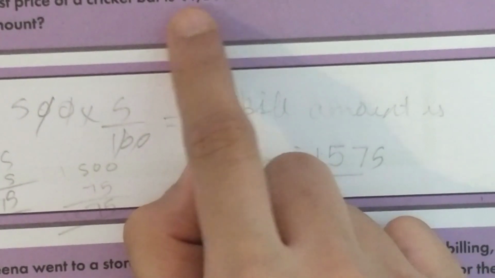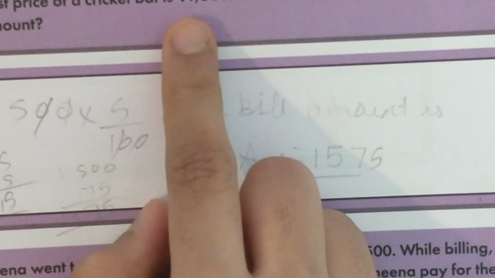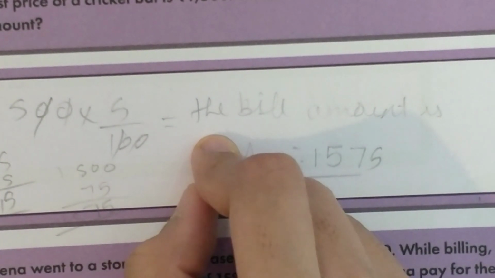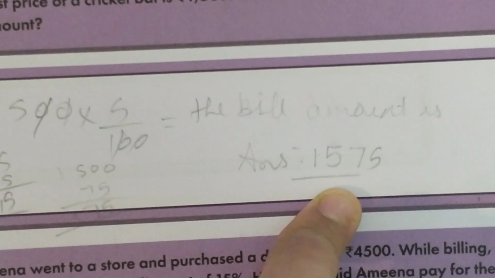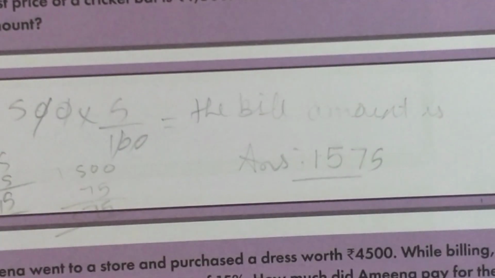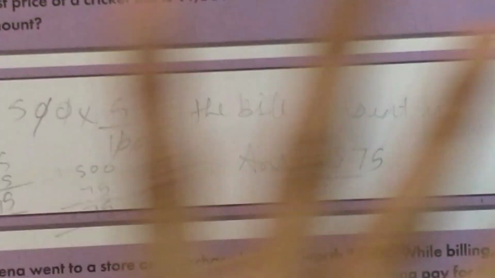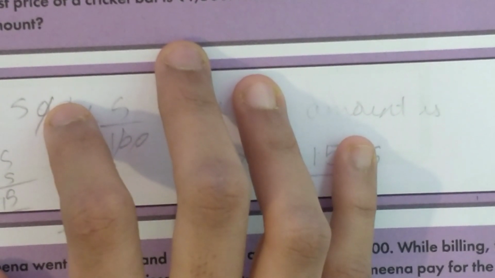That you have to add with 1500, which is 1500 plus 75, which is 1575. As easy as that. We are done with this part, hopefully, and we'll see you so soon.